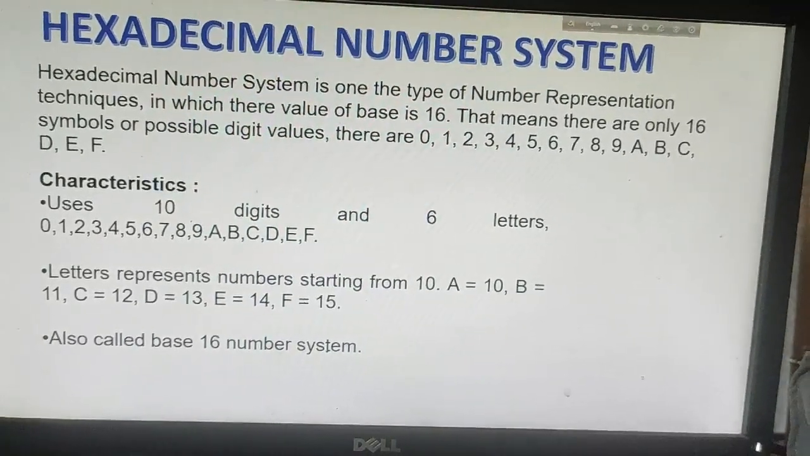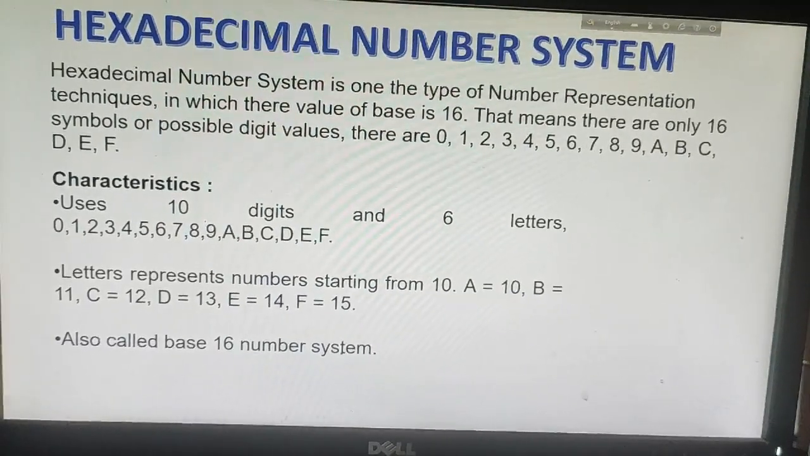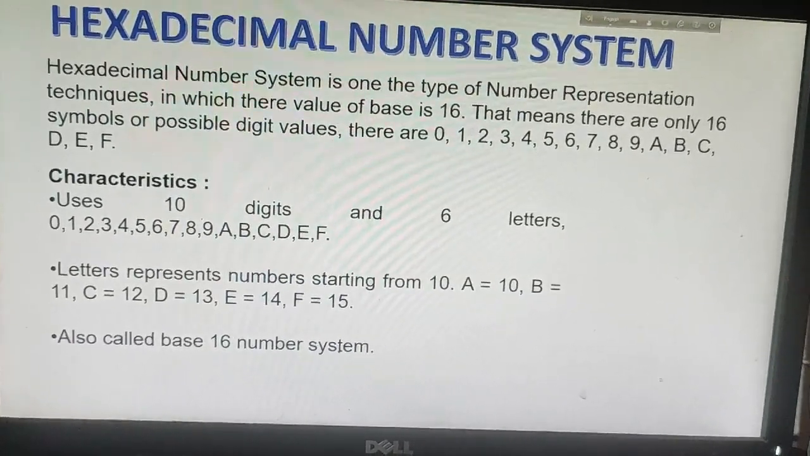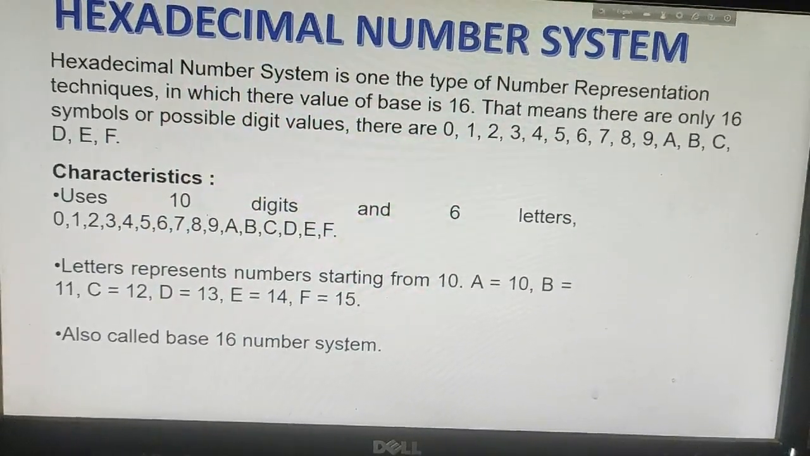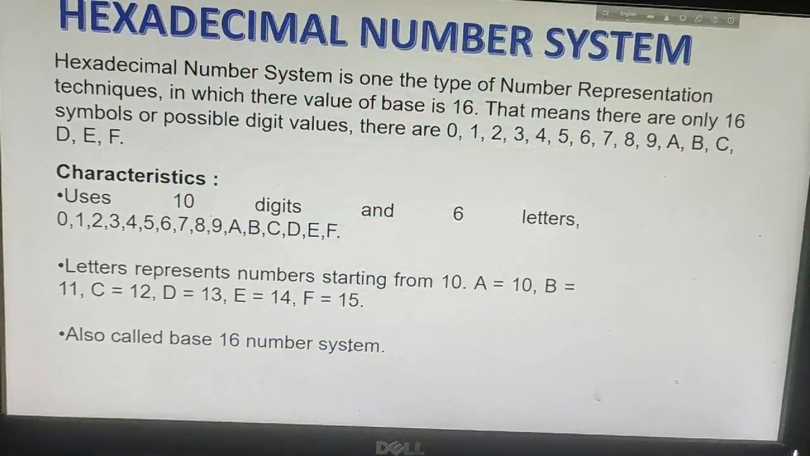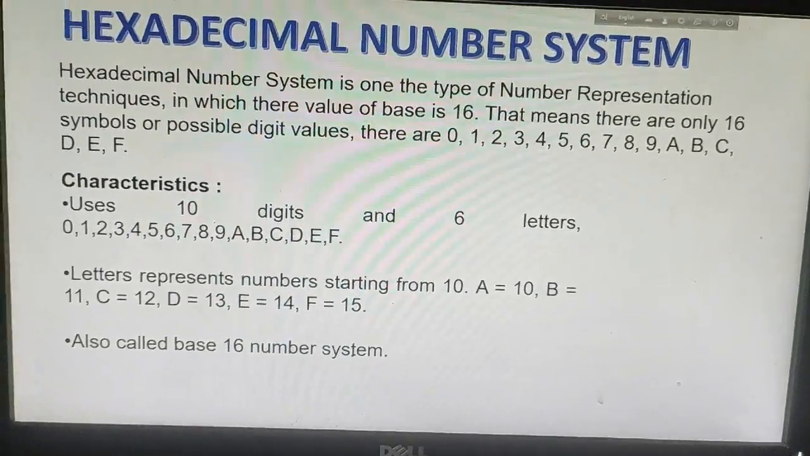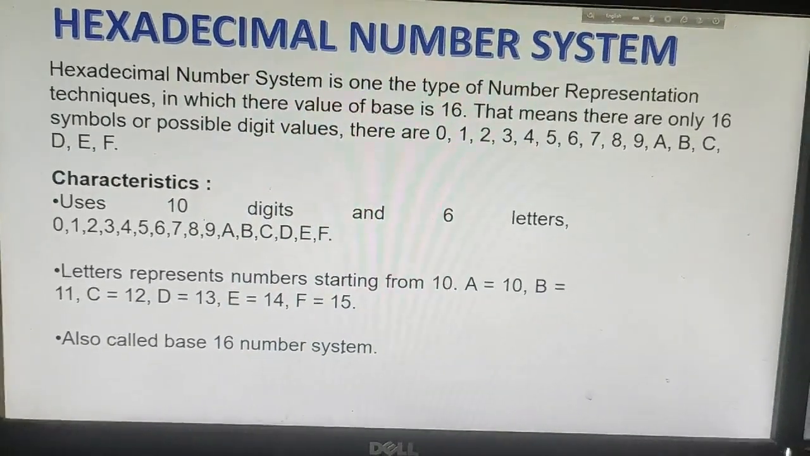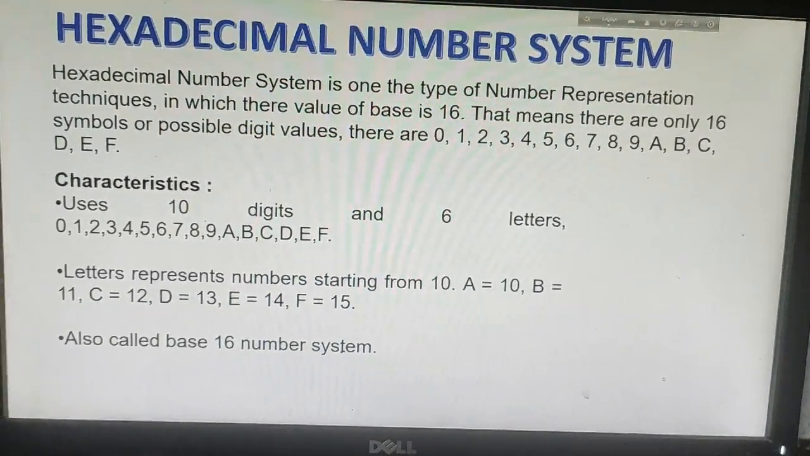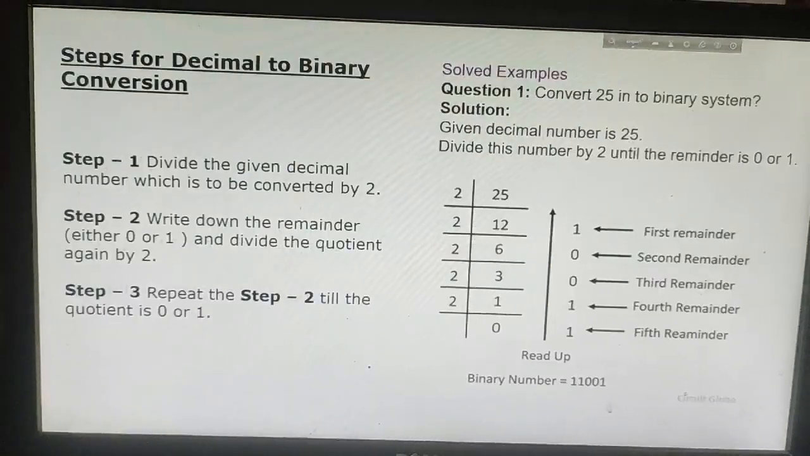Yes, it uses 10 digits, that is 0 to 9, and 6 letters from A to F. The letters represent the numbers starting from A equals 10, B equals 11, C equals 12, D equals 13, E equals 14 and F equals 15, and it is also called the base 16 number system. Now moving on to the next slide.